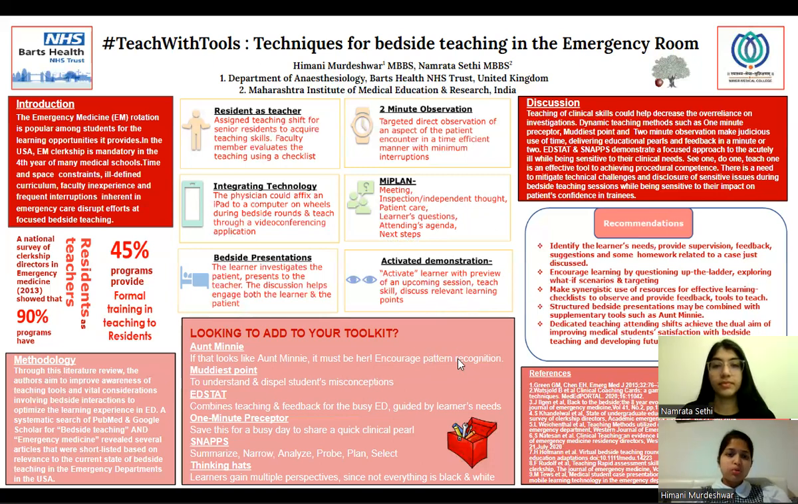What more can one do to improve the teachable moments in ED? Try out the Aunt Minnie model, which states that if the lady walking down the street looks like your Aunt Minnie, then it must be her. Learning through pattern recognition is quite useful in an ED with a high turnover.